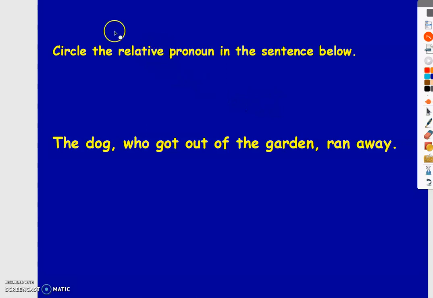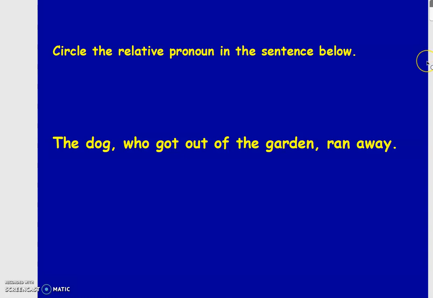So, the dog who got out of the garden ran away. So I'll give you the first one straight away. It's who, isn't it? Remember from that list of them that we've seen already.